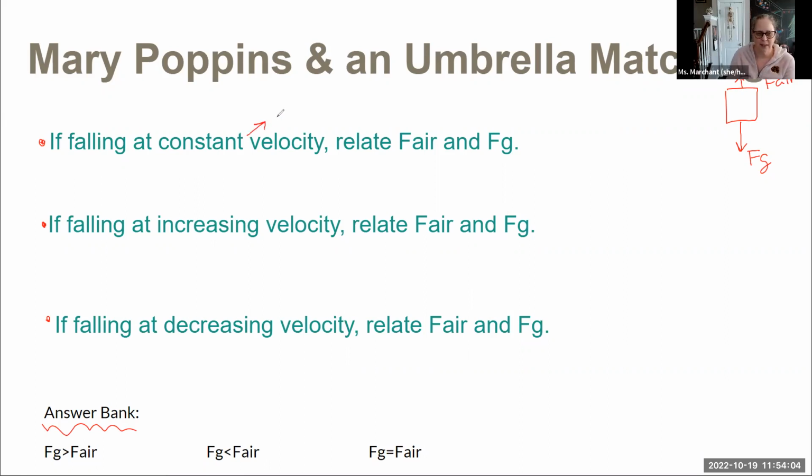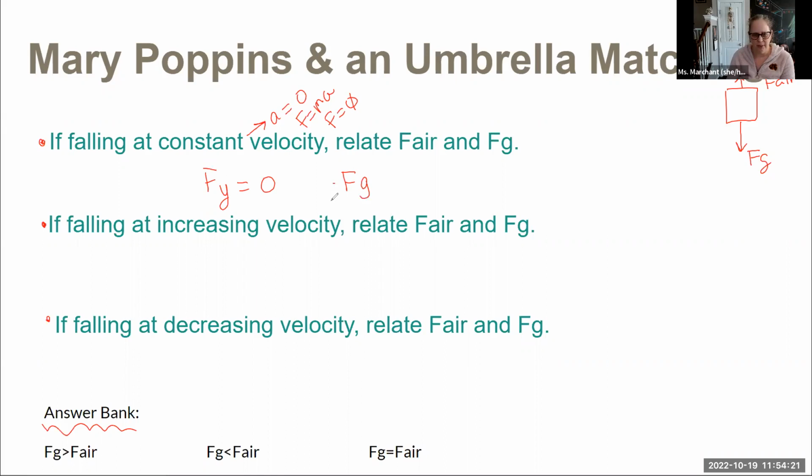Constant velocity, that is the important thing here. That means acceleration is 0. Force equals mass times acceleration, which means our force is 0. So this would be our force in the y direction is 0. What are our forces in the y direction?